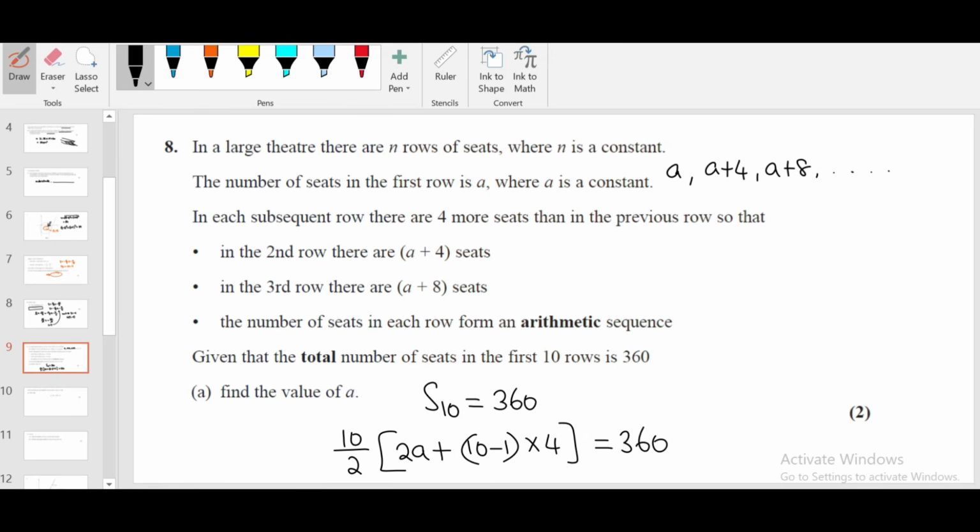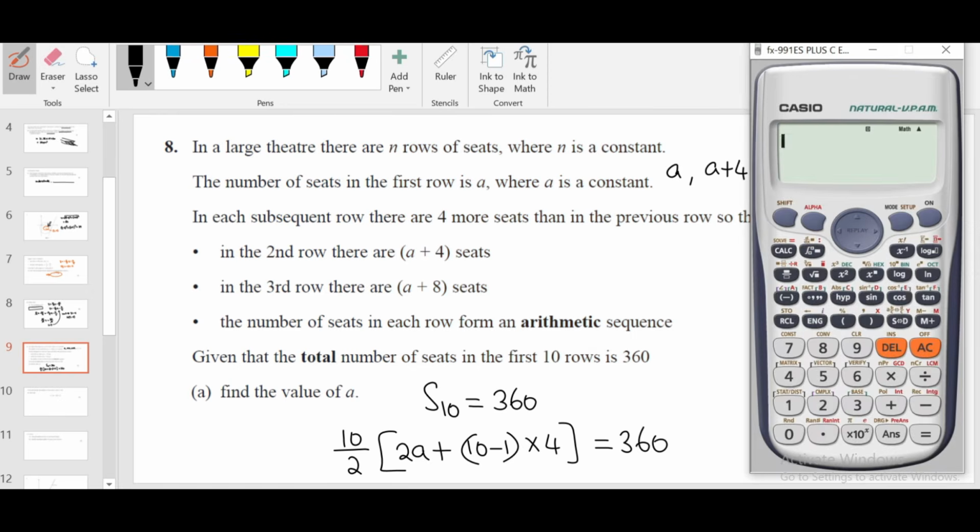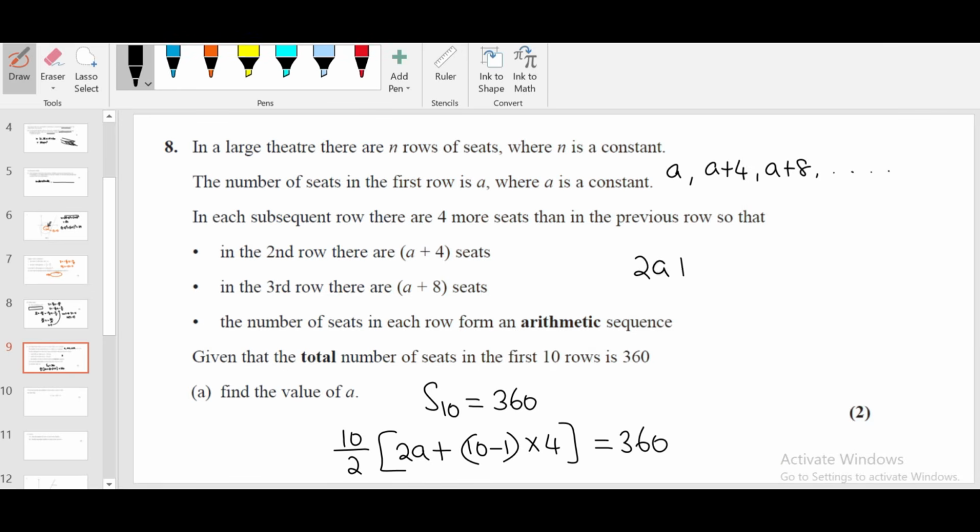Make a the subject. 10 over 2 is 5, goes to the other side. 360 divided by 5 is 72. So you have 2a plus 9 fours, which are 36, is equal to 72. 2a is equal to 36. a is equal to 18. That's the answer for part A.